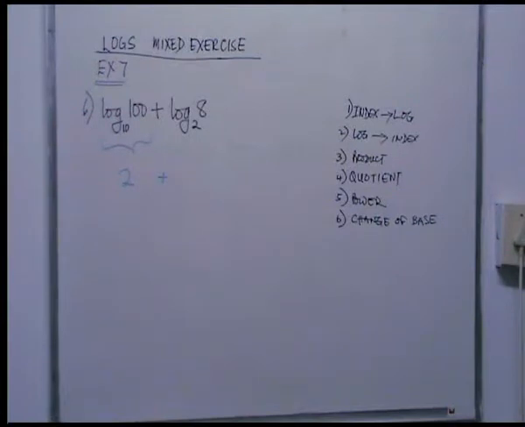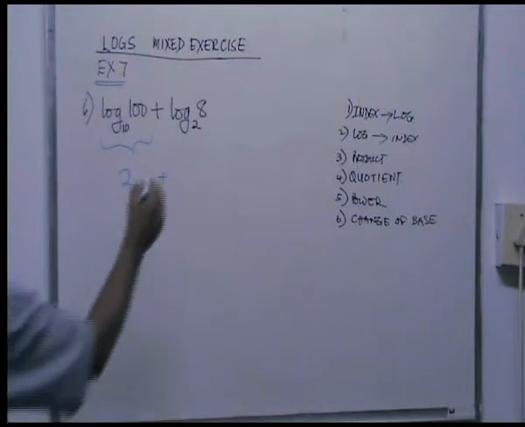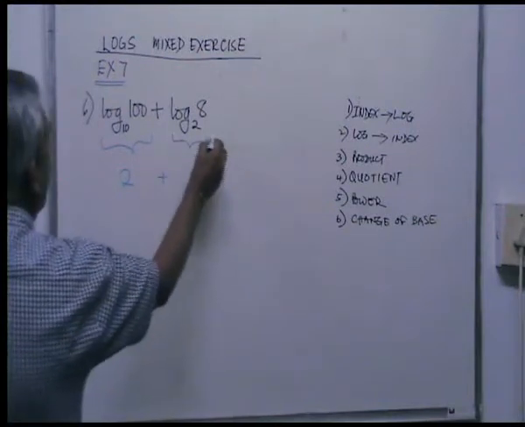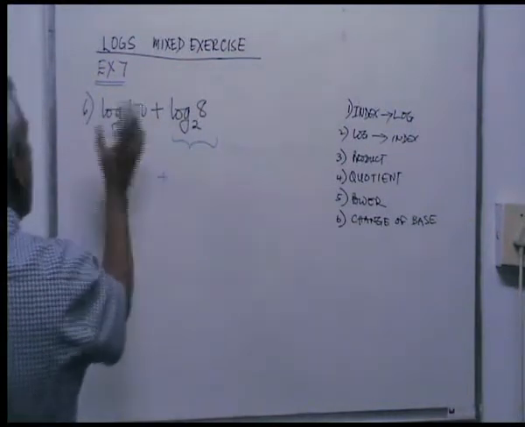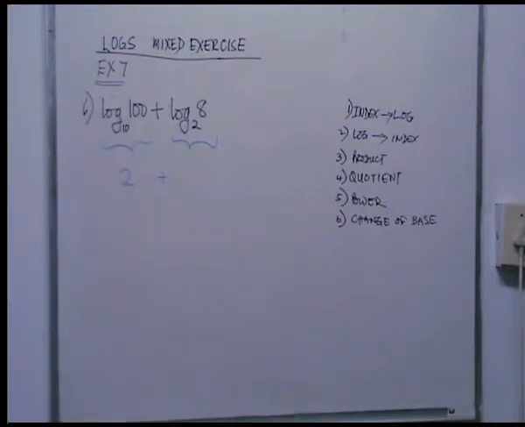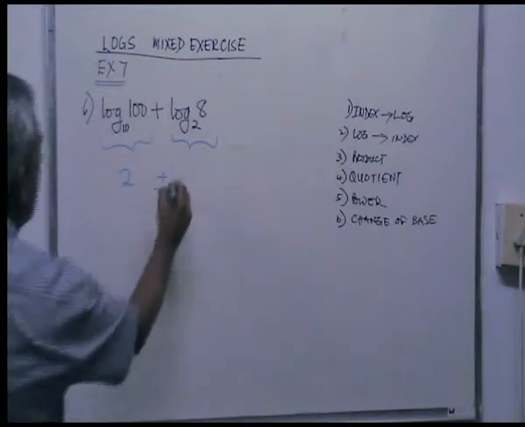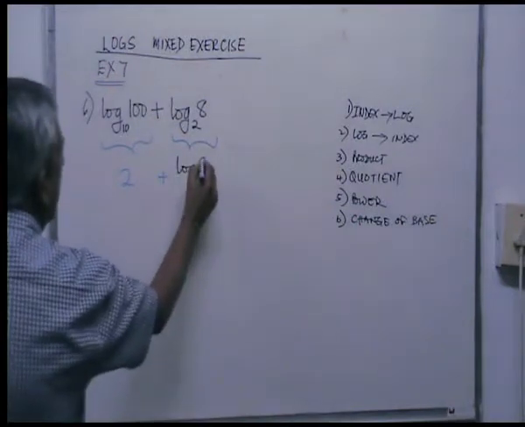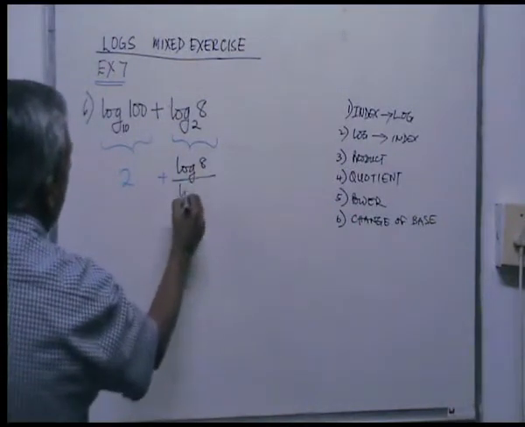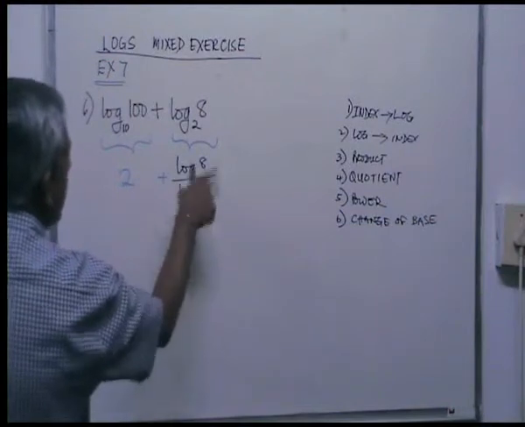Now when you look at the second part is here. Because I couldn't use law number 3 on it, now I'm doing it part by part. On the second part, I can do change of base. So I'll get log of 8 divided by log of 2, which is change of base.